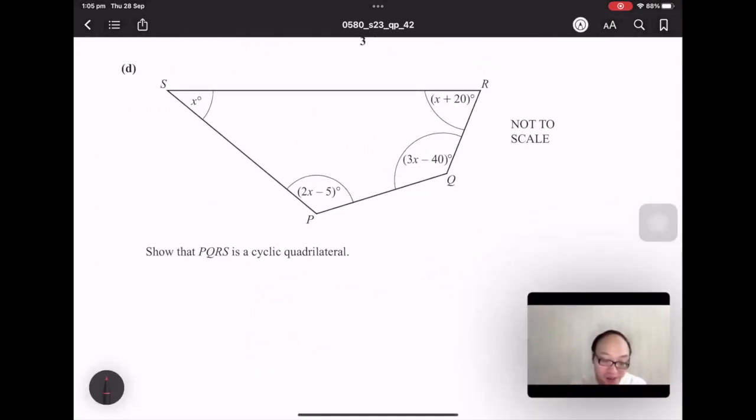Show that PQRS is a cyclic quadrilateral. So what are the properties of a cyclic quadrilateral? The opposite angles should sum up to 180. But we cannot use that property because we have to show it. So the only thing that we can do is sum all the angles. So x plus 2x minus 5 plus 3x minus 40 plus x plus 20 should equal 360. And then we can simplify.